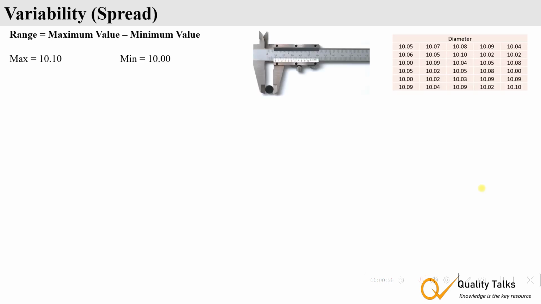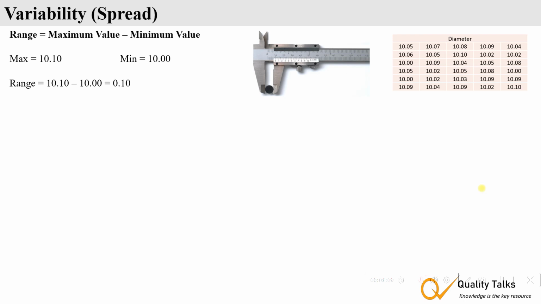For example, we have these 30 readings. From these 30 readings, we find the maximum 10.10 and minimum 10.00. The range is 10.10 minus 10.00, which is equal to 0.10. This is the range.